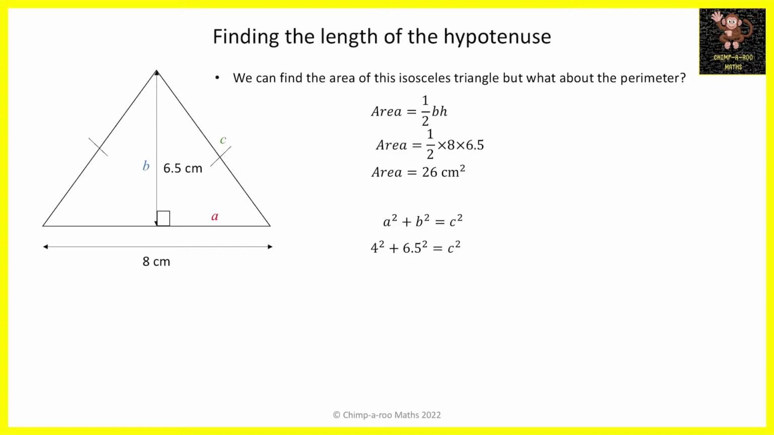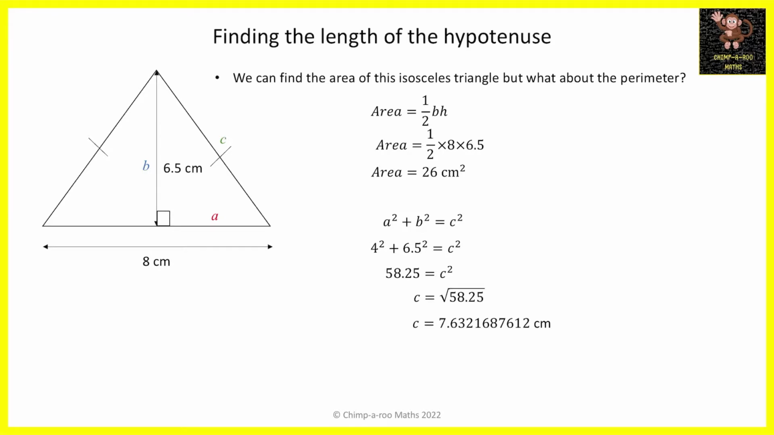So 4 squared plus 6.5 squared is C squared. So C squared will be 58.25. If we square root both sides, we are going to get 7.6321687612 centimetres. Okay, leave that answer for now because that's not what we actually want.